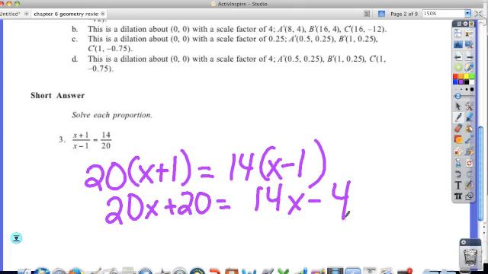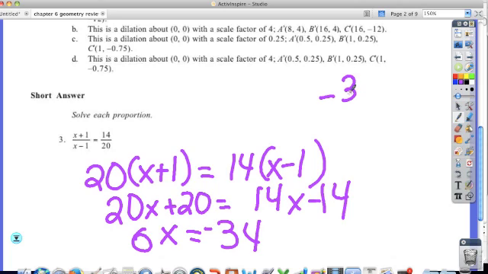Okay? So now if I subtract 14x from both sides, sorry, not 4, 14, I get 6x, correct? And if I subtract 20 over here, I get negative 34, right? So when I divide both sides by 6, I get negative 34 over 6. Oh my gosh, give me a minute.